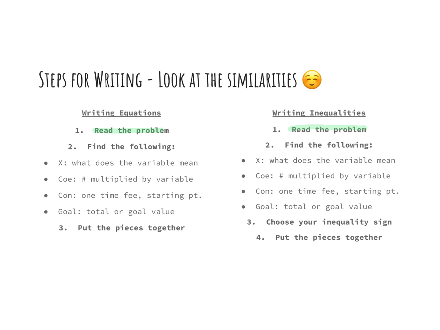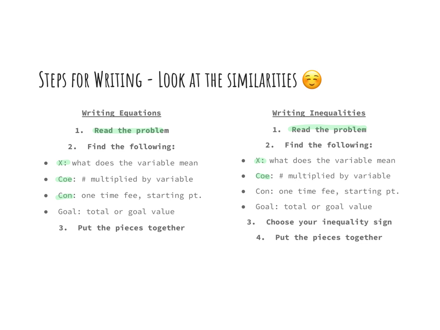We then go through the problem and we look for x. This is usually found in the question of the problem. We look for the coefficient next. This is the number being multiplied by what x represents. We can look for keywords like per, each, and every, or think about what number happens multiple times.